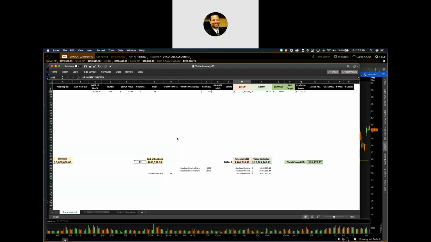I recorded my proposed set. My proposed set is I'm gonna enter at 48. I'm gonna exit at 50. I'm gonna target 59, and it automatically calculated what my stop would be, at $2,400. So my maximum loss is $2,400 on this trade. That's the most I could ever lose. I already know before I get into it.